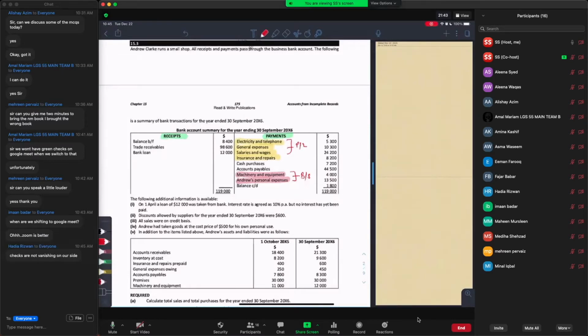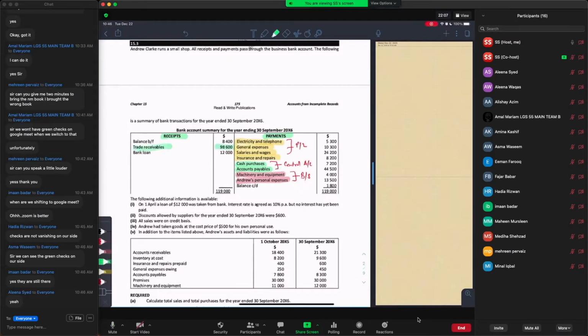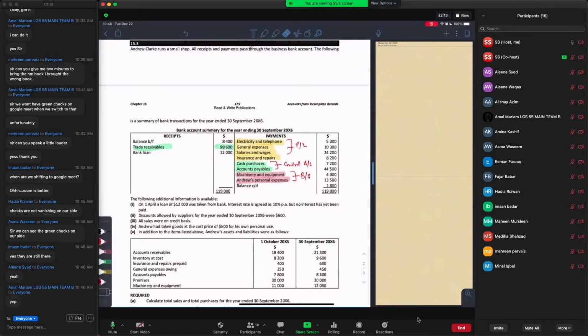Now I'm going to make another highlight here, the green highlight: cash purchases and accounts payable. Now these are the highlights here. If we are to make a control account, let me make another green highlight here. These are the green ones. Let me erase the other green ones. Yes, the green highlights over here are relevant to control accounts. If we are to make control accounts, we will be needing this information for calculation of total sales and total purchases.